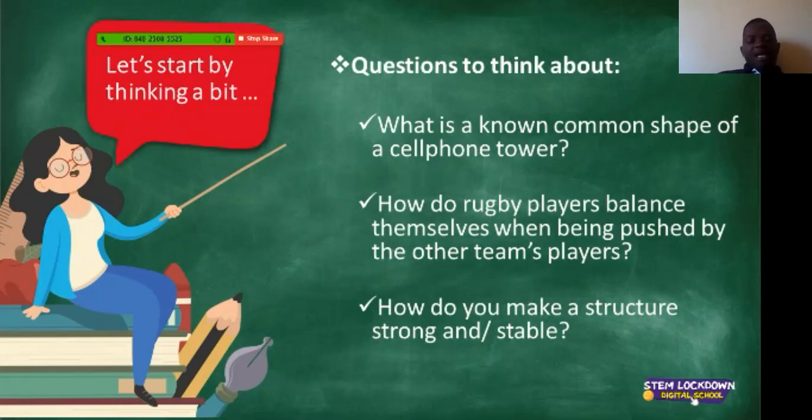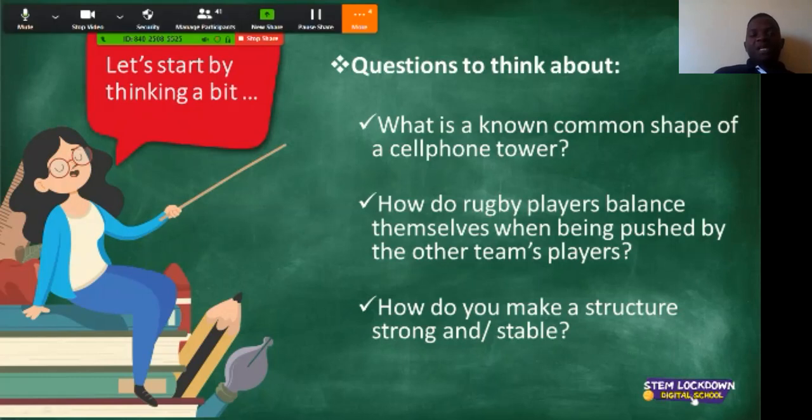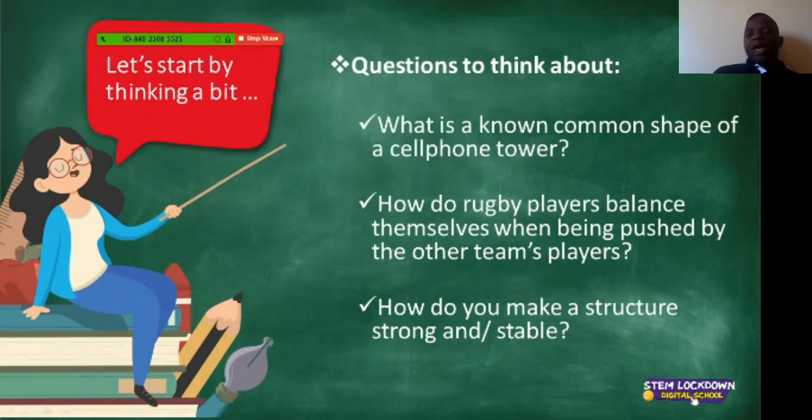So question number 3, ladies and gentlemen, how do you make a structure stable or strong? Remember, the purpose of this lesson is to prepare us for the cell phone tower that we are supposed to do out of 70 marks, the PET for term 2. So all of these aspects are important so that when we do our PET, we can tick off that criteria where it speaks about stability or how strong the actual model is.